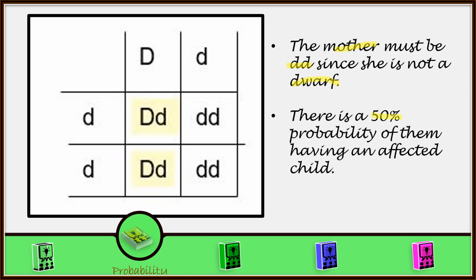There is a 50% probability of them having an affected child, as we have calculated. That is the genotype of the parents. These are the genotype of the mother. These children here are going to be affected. And these children here will be normal, which makes it 50% of children can be affected and 50% can be normal.